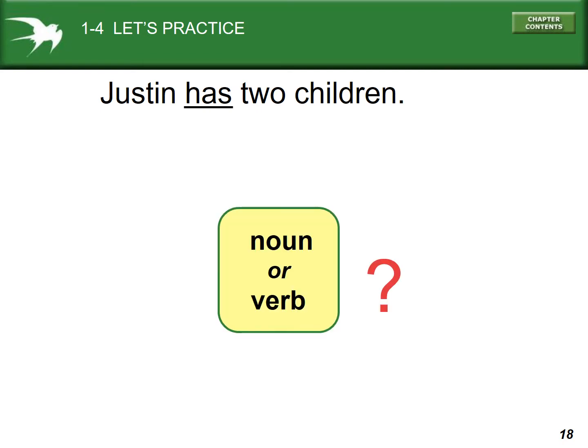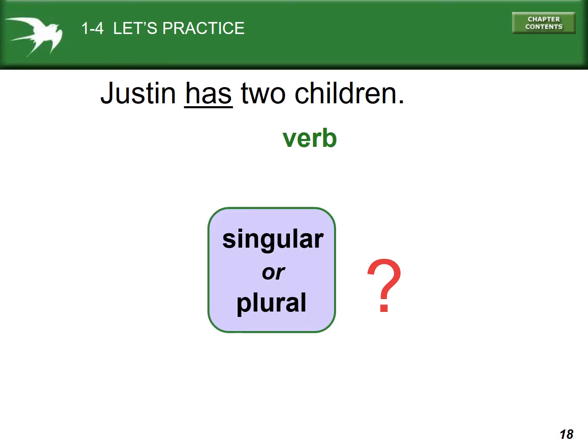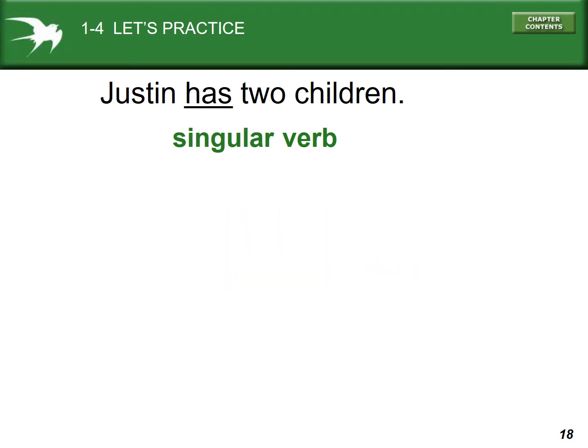Justin has 2 children. What kind of a word is has? A noun or a verb? It is a verb. Is it a singular or a plural verb? So let's look back to the subject. What is the subject here? The subject was Justin. Justin is singular, just one guy. So the verb as well must be singular.